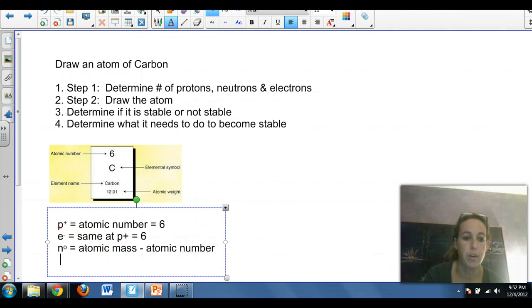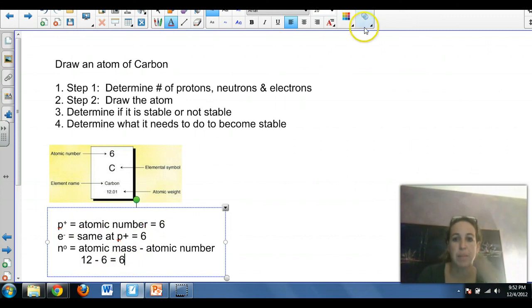So for carbon, it's 12.01, so we just round to the nearest whole number, and so we'll just leave that at 12. So 12 minus 6, which is the atomic number, equals 6. So in this case, we have the same number of protons, neutrons, and electrons. That's not always the case. Protons and electrons are always going to be the same, but sometimes neutrons is going to be different.